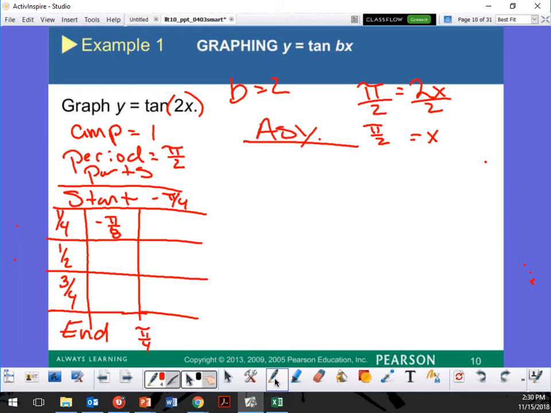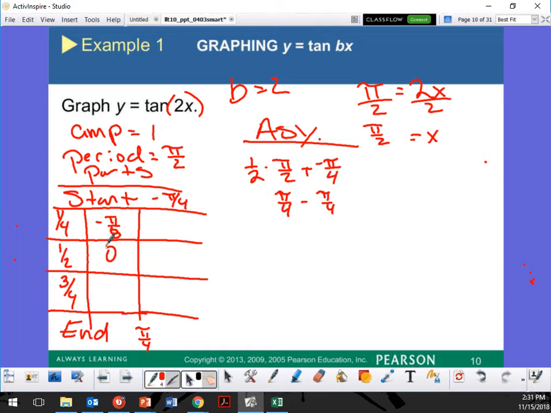Next one, 1/2 times the period, which would be pi over 2. And then plus the start, and my start's going to be negative pi over 4 here, right? So it's plus the negative pi over 4. So I get pi over 4 minus pi over 4, which gives me 0.